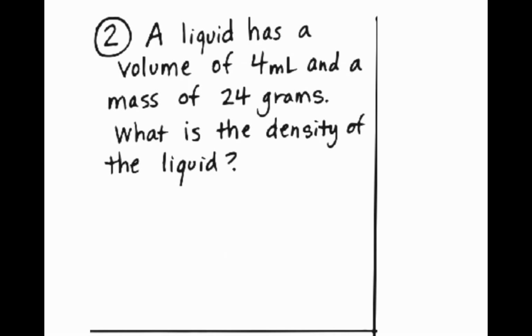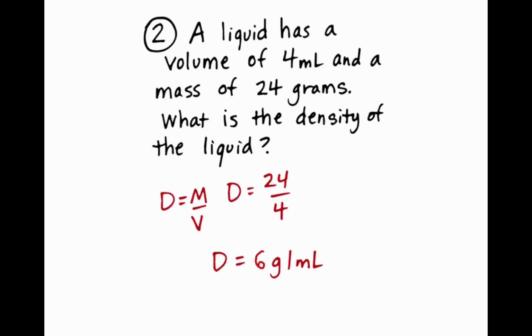Number 2, a liquid has a volume of 4 milliliters and a mass of 24 grams. What's the density? So remember, density is mass divided by volume. So kind of tricky there. We have our volume given to us first. And so we're just going to put the mass down first. Remember, it's mass divided by volume. 24 divided by 4. And so we should end up with 6 grams per milliliter.